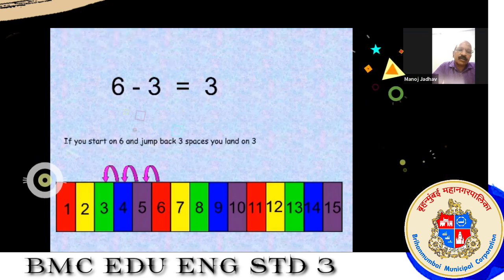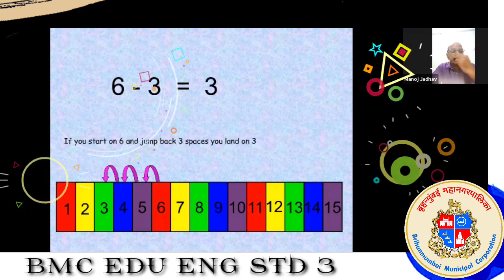From 6, when we took the first step back, it reaches 5. Then one more step backward, we reach number 4. Then one more step backward, and we finally reach number 3. That means 6 minus 3. From 6 we subtracted 3, so we are going back from 6. We are moving backward, 6 to 5, 5 to 4, and finally we reach number 3.